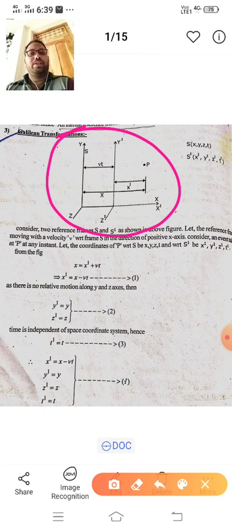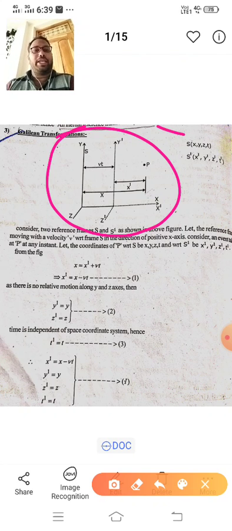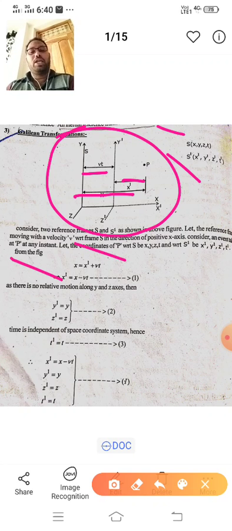Let a point P have coordinates x, y, z, t with respect to S, and x dash, y dash, z dash, and t dash with respect to S dash. The relation between these two sets of coordinates: the first one is x equals x dash plus vt, as in the diagram. Then we can write x dash equals x minus vt. So in the x direction there is a change, that is, x dash equals x minus vt.